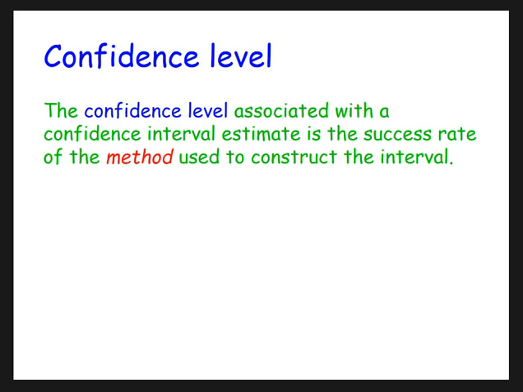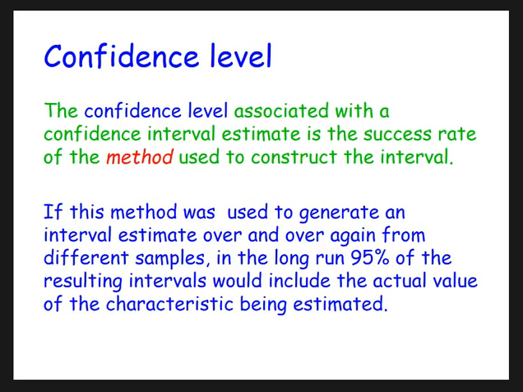So let's look at our method to construct confidence intervals. This method was used to generate an interval estimate over and over again. So we would repeat this process over and over again. If we said it's a 95% level of confidence, that means 95% of the resulting intervals created using that process would actually contain the true population characteristic.